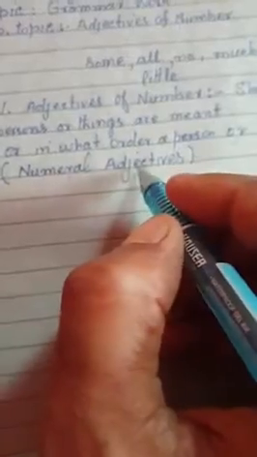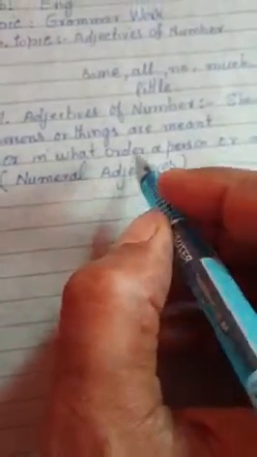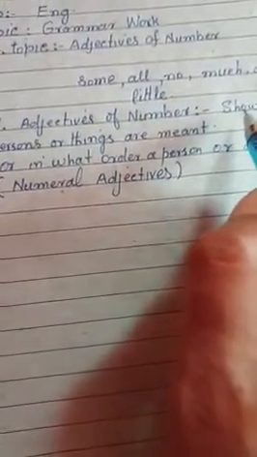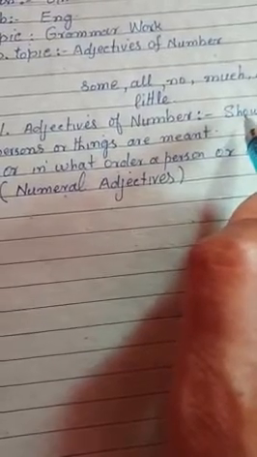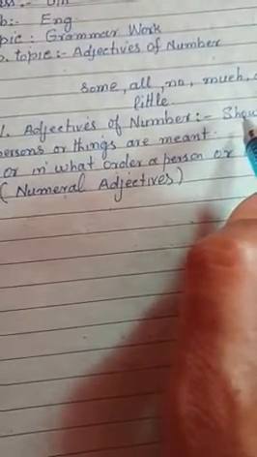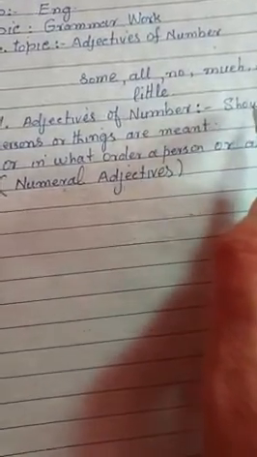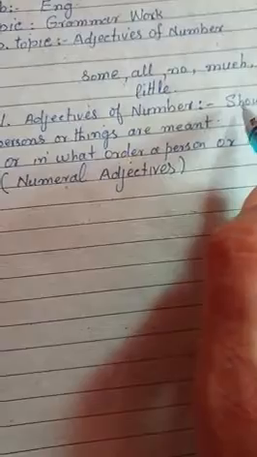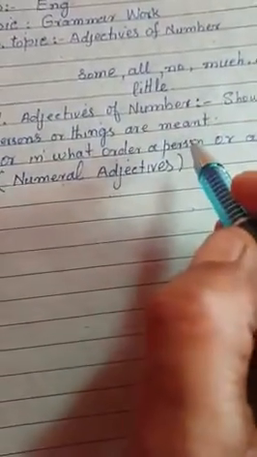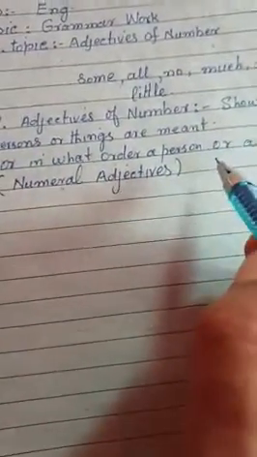So you have to remember this too. Now we are able to understand the definition. Adjectives of number show how many persons or how many things we mean. That means it specifies the number here. It denotes the number here.